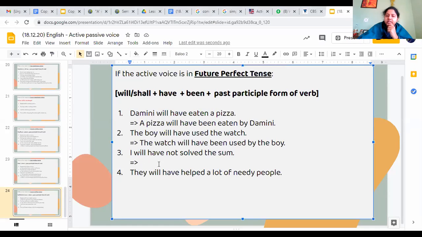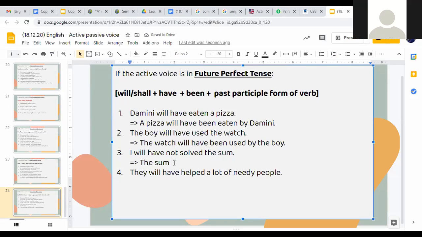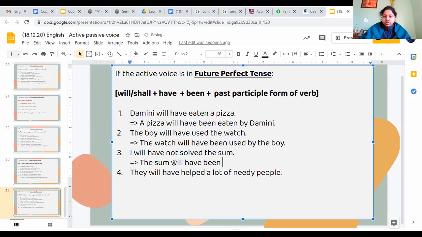I will have not solved the sum. इसका क्या हो जाएगा? I will have not solved the sum. I will have been. No, sorry. First we take the object, right? No, wait. Let Bhumi answer this one. First we'll take the object. Object है the sum. So we'll start sentence with the sum. फिर क्या लगेगा भूमि? Will have been. Very good.